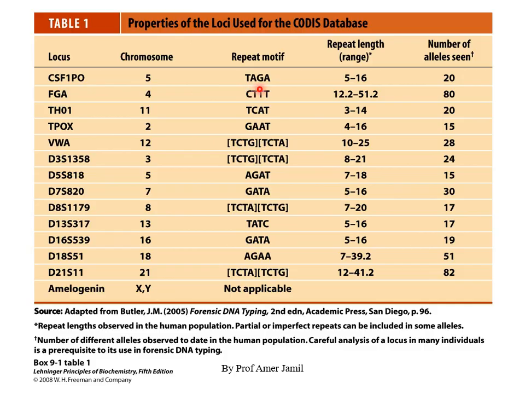Like in this case, TAGA is the repeat, and this is the repeat length range which is found in different human beings. And the total number of alleles, meaning the total number of different variation patterns seen in different human beings, is 20 for this repeat, and similarly 80 for this repeat. So these are the repeats and these are the repeat lengths. And this last one is to identify whether it is a female or a male.